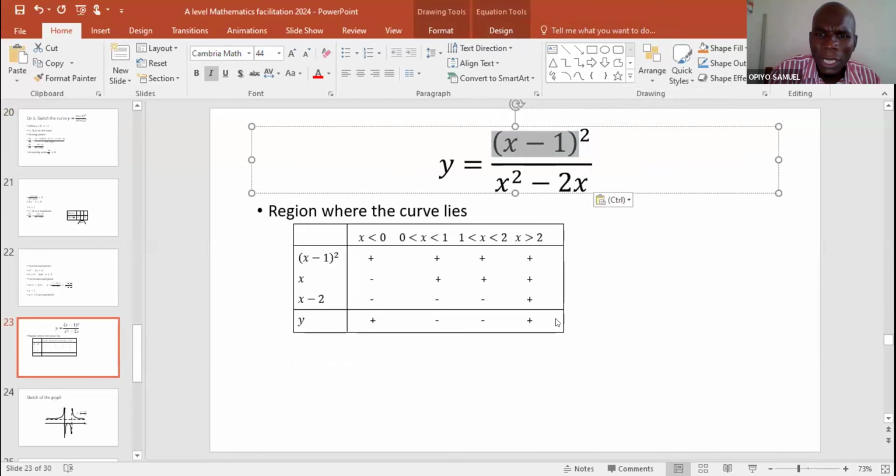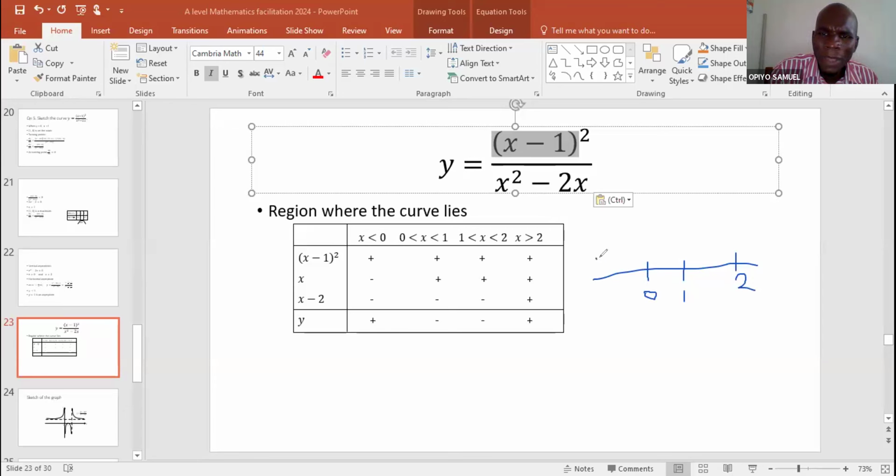Equate the numerator to 0, you get 1. So I have 1 here. When you equate the denominator to 0, I get 0, and also I get 2. So you divide this entire line into these intervals.